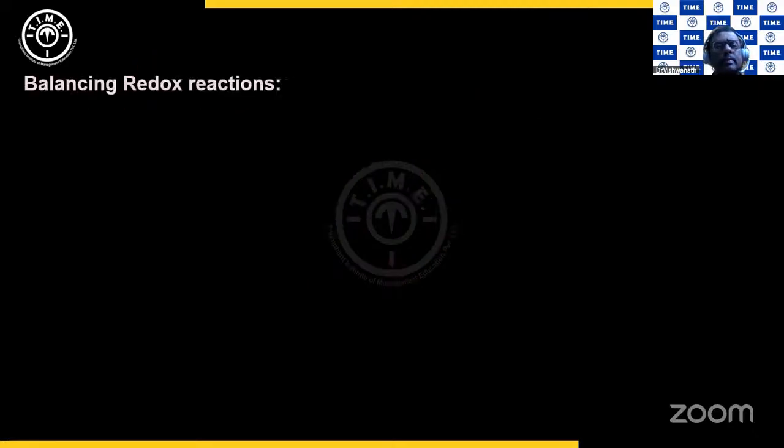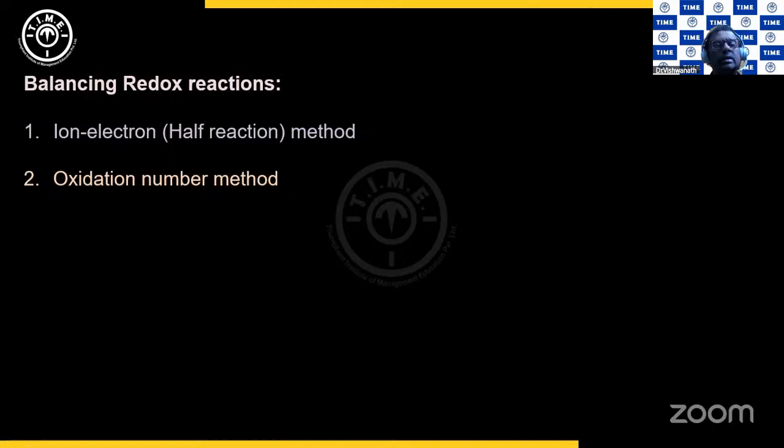Now let us balance redox reactions. We said that there are two methods. One is the ion electron method, also called the half reaction method, and the other one is the oxidation number method. We said that this is based on the second definition of oxidation and reduction. Loss of electrons is oxidation, gain of electrons is reduction.